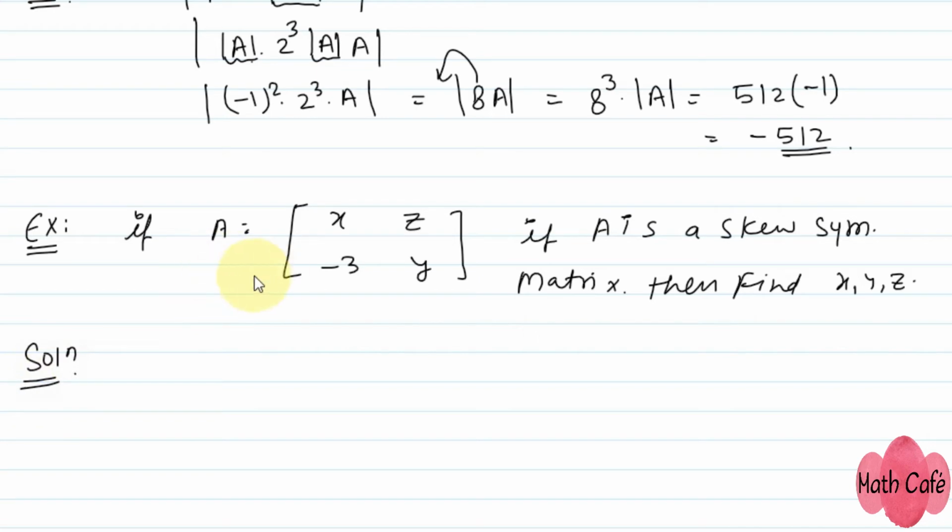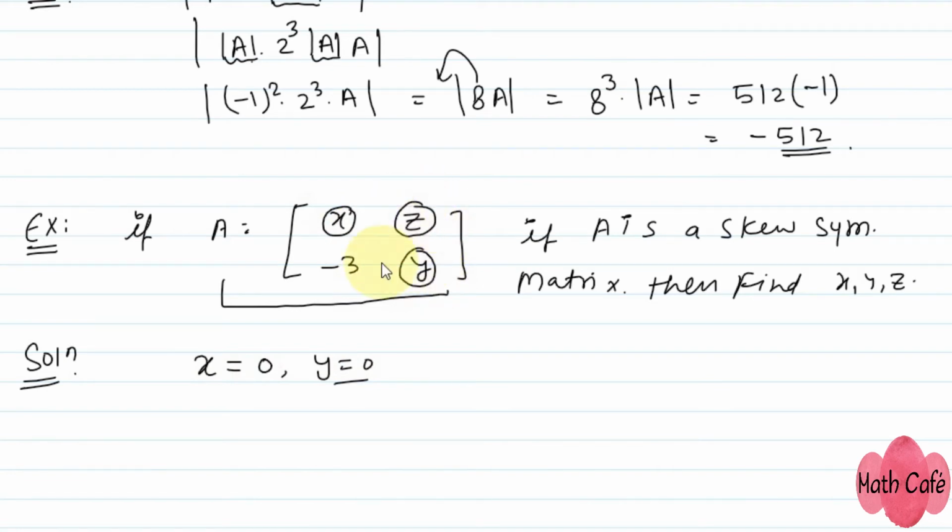As we know, if this matrix is a skew symmetric matrix, then all the diagonal elements should be 0. So the first necessary condition is that x is equal to 0 and y also should be 0. Alright, so we obtained the values of x and y. What about z? z should be equal to minus of -3. So the value of z is 3. Finally, we obtained the value of x as 0, the value of y as 0, and the value of z as 3. Hope you understand this.